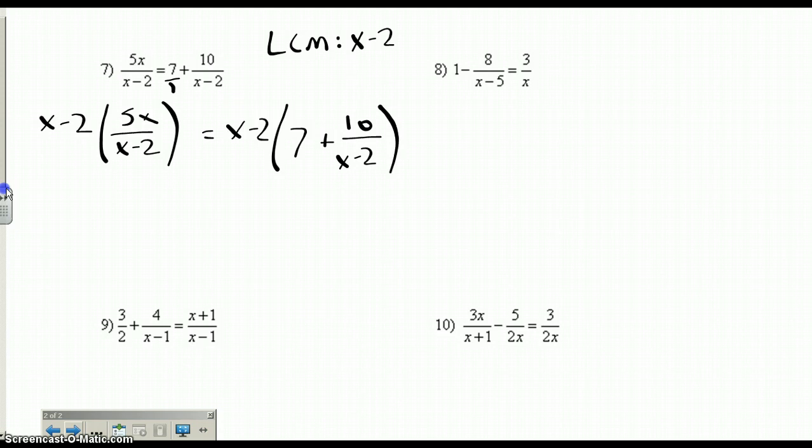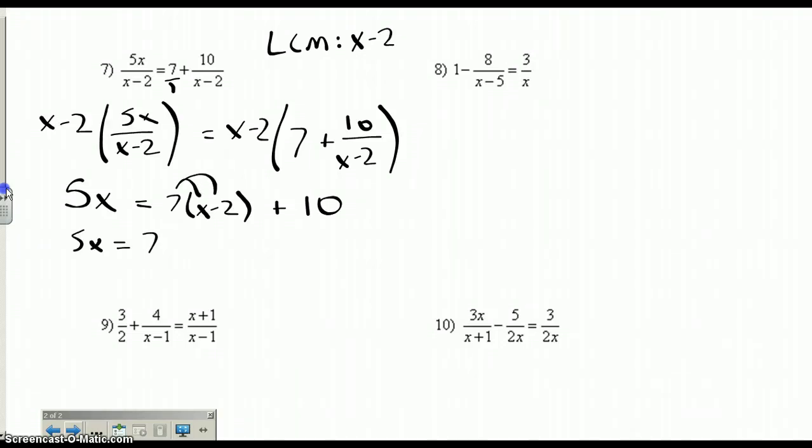Now I need to distribute that x minus 2. On the left side, notice how x minus 2 and x minus 2 reduce, so I'm left with just 5x. Now, if I distribute the x minus 2, I have 7 times x minus 2. And in that last rational expression, the x minus 2 is reduced, and I'm left with just 10. So I've really simplified the equation here. Distribute my 7, and now I have 5x equals 7x minus 14 plus 10.